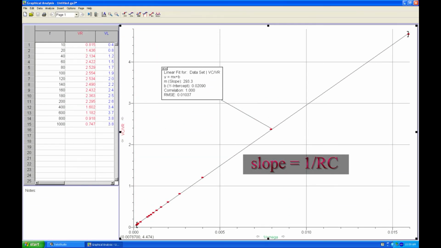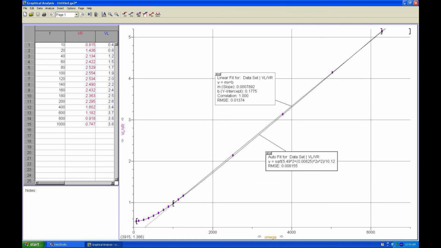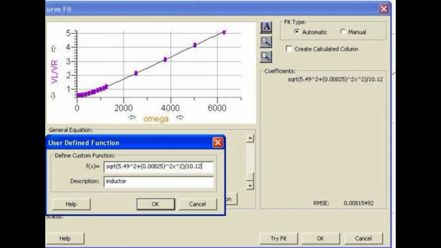Plotting capacitor voltage versus the inverse of frequency leads to a linear relationship with a slope given by 1 over RC. The inductor voltage is linear at high frequencies, but varies from linear at low frequencies because of its internal resistance. You can plot the more complex function representing the voltage across the inductor by defining a function and using the actual numerical values for resistances and inductance.